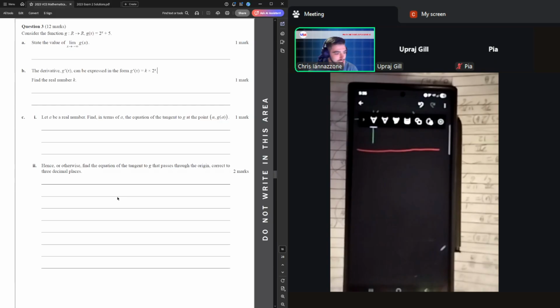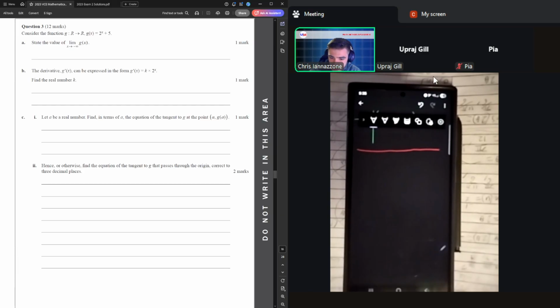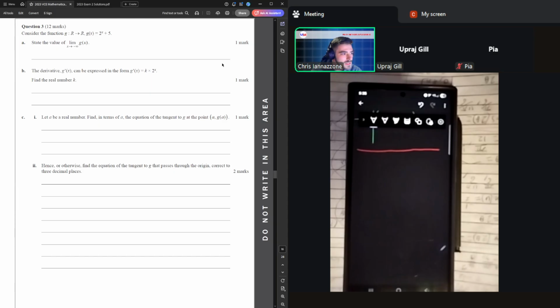Hey, Pia, just to catch you up, the agenda was to do index laws, but it seems like there's no real point to do that at this stage, and so we're just moving on with the past exam that we were doing last time. I'll drop both the solution and the exam document again if you don't have a copy from last time. And yeah, catch yourself up with question 3. We're on B right now.